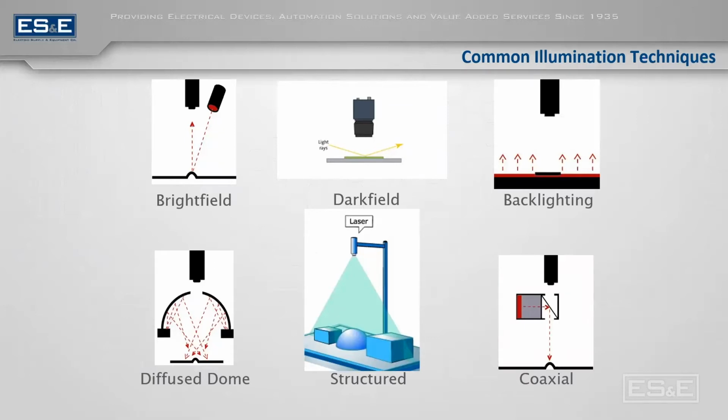So here are some common illumination techniques, and this also shows how light interacts with objects. With a bright field lighting technique, you can see that light bounces back up into the camera. With a dark field lighting technique, the light rays go away from the camera. With backlighting, the light is placed behind the object you're inspecting. With diffuse dome, it really looks like a dome, and lighting is scattered around the dome off the object, and the camera looks at the object and can actually give side views of the object as well. You have structured light with the laser above, and you have a coaxial lighting technique.